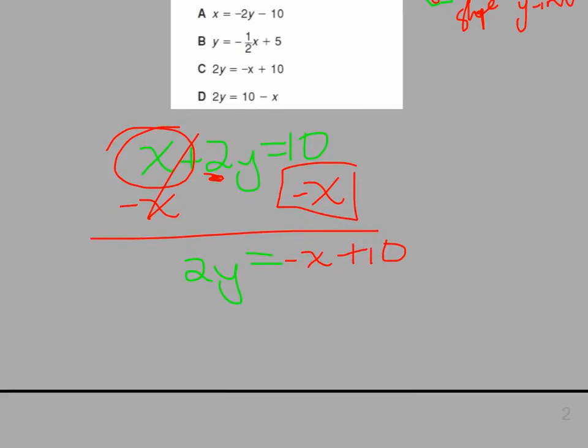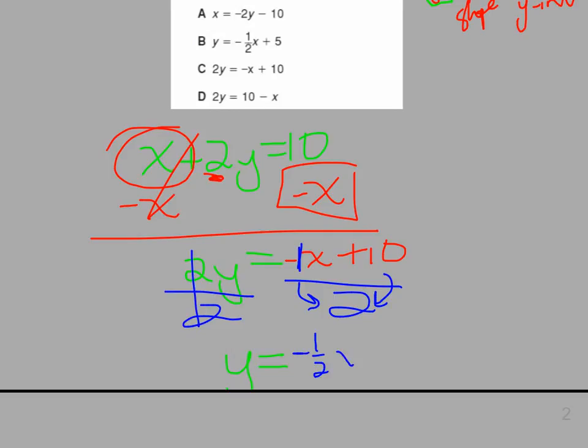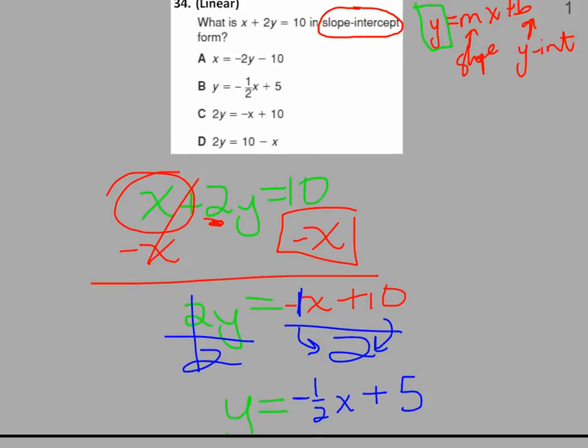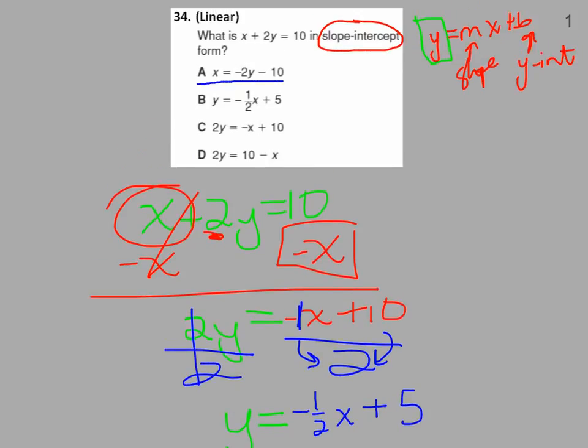Alright, now we can deal with getting rid of this 2. So we're going to divide by 2 on both sides, so that it's just 1y, which is the same as y by itself, equals. Right, we have a negative x, which is the same as negative 1x, divided by 2, because remember you have to distribute division. So that's negative 1/2 x, or we can say negative 0.5x, and then plus 10 divided by 2, which is 5. And there we go. Negative 1/2 x plus 5.